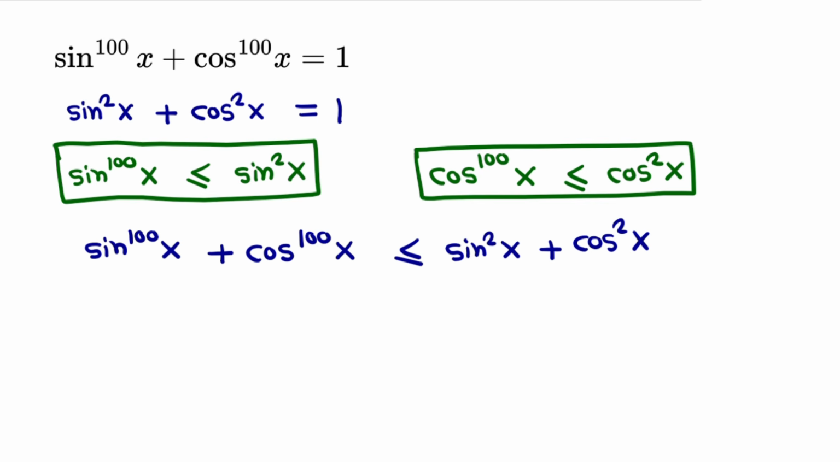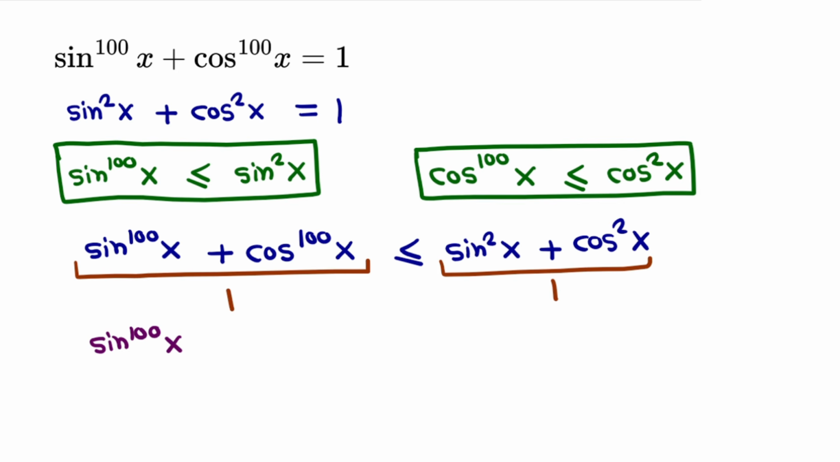But here's the interesting part. Our original equation tells us that the left side is exactly 1. And the Pythagorean identity tells us that the right side is also exactly 1. So both sides are equal. The only way this can happen is if both inequalities are actually equalities. That means sine of x raised to the 100th power equals sine squared of x, and cosine of x raised to the 100th power equals cosine squared of x.